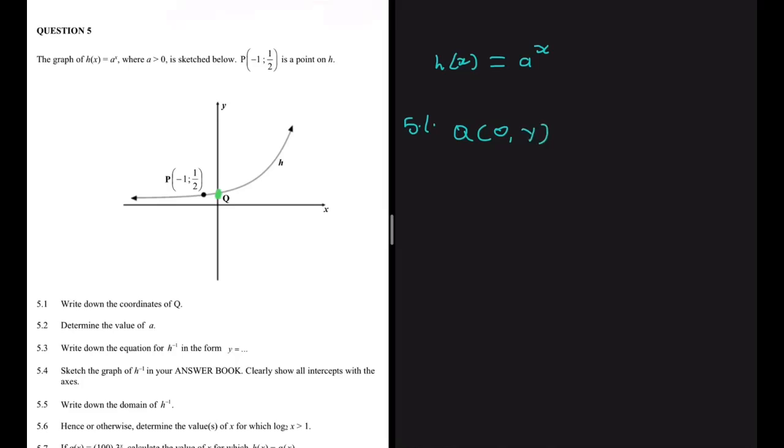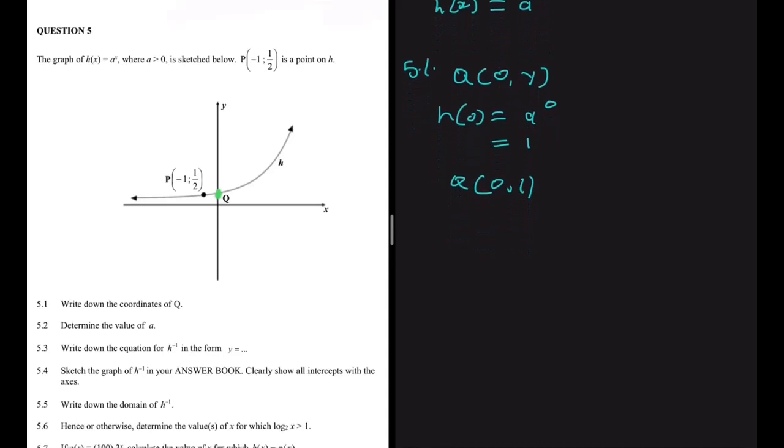So what we can do here is say that h of 0 will be equal to a to the power 0, right? Any number to the power 0 is 1. So from this we can say that the coordinates of Q are 0 for the x value and 1 for the y value. And just as easy as that, we have the coordinates of Q. That's why the question says write down the coordinates of Q. You don't even have to calculate it, you can just see it, right?